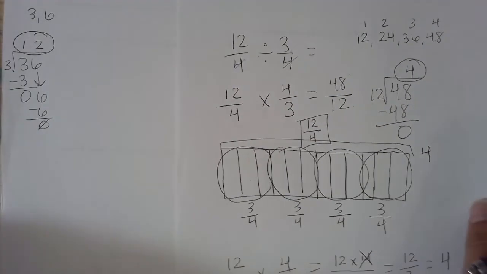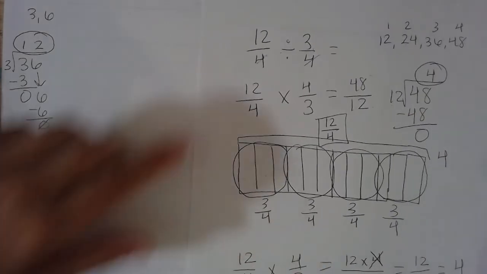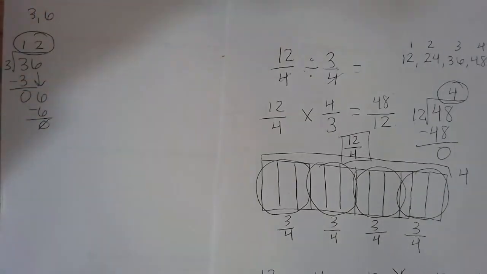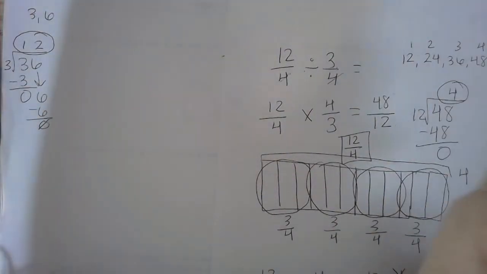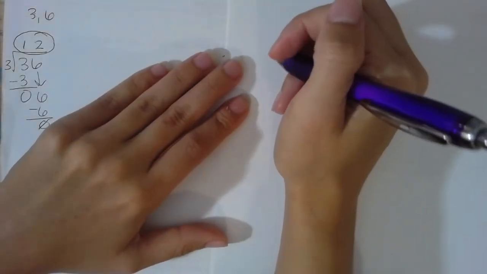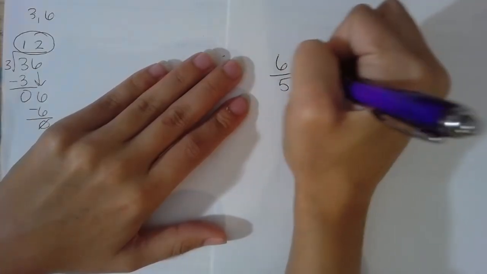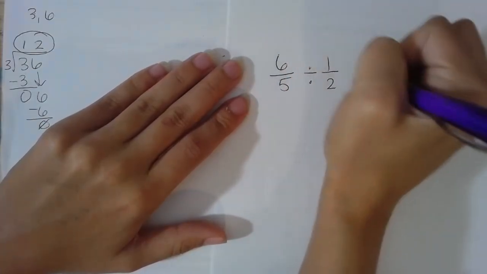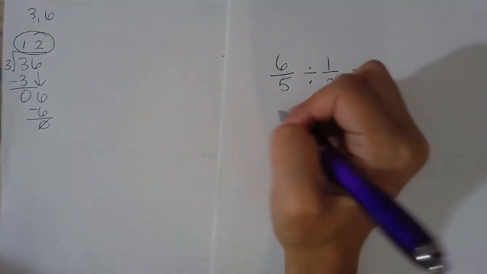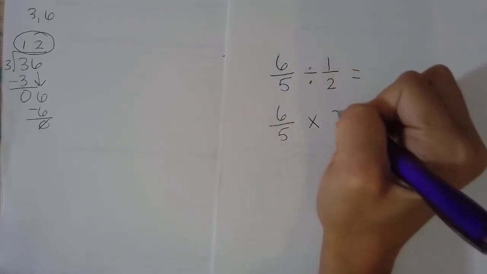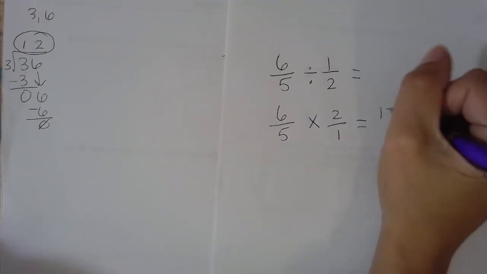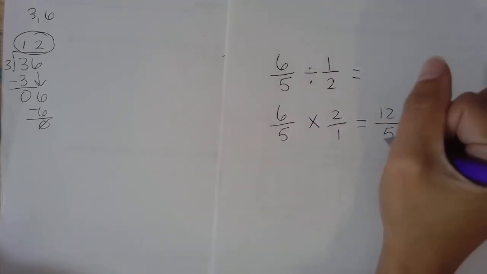Now we're going to do another fraction divided by a fraction, but this time our denominators are not going to be the same. You will notice that this only changes what we do for the steps of the model. So our problem for this one is going to be 6/5 divided by 1/2. Again, it doesn't matter if the denominators are not the same for the mathematical way of solving it. I'm just going to do keep, change, flip, and multiply straight across. So 6 times 2 is 12, and 5 times 1 is 5.